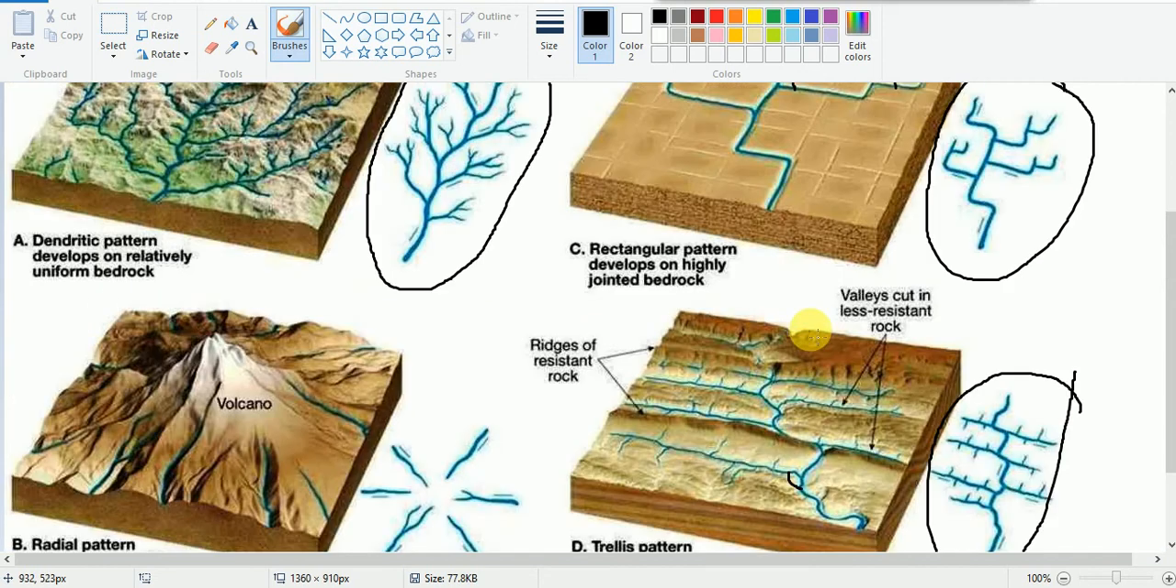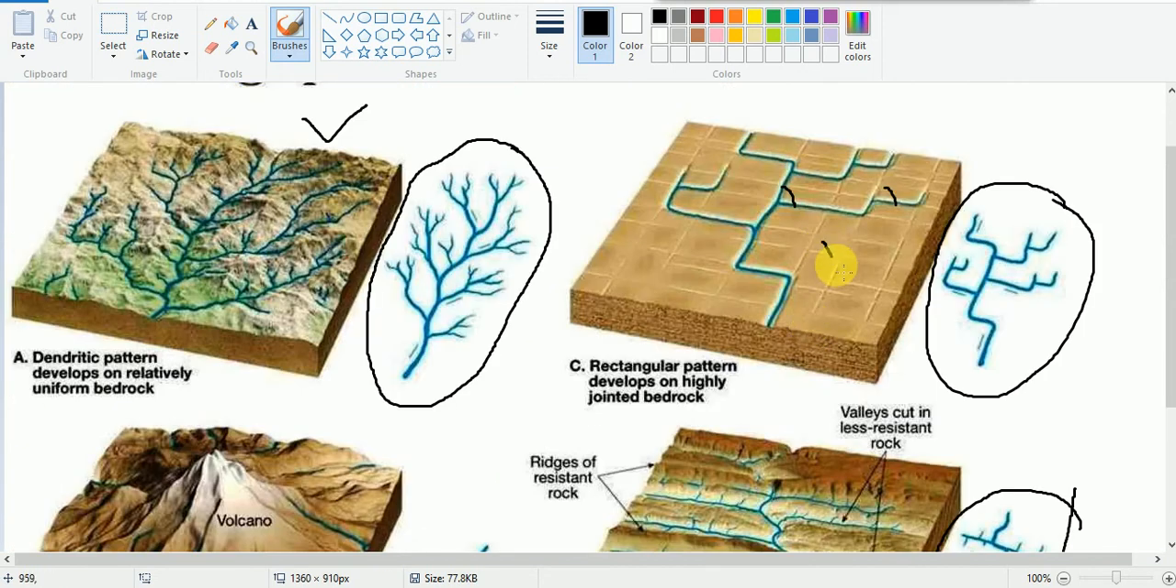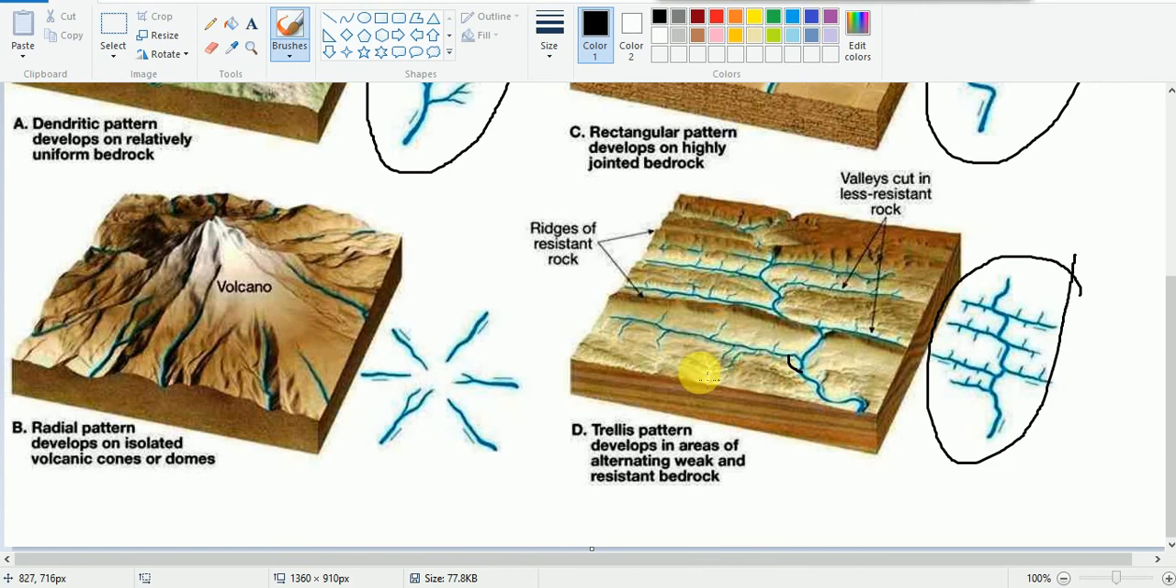But the difference is that in the case of the rectangular pattern, the surface is covered with hard rocks only, and the streams are flowing through the cracks and the joints. For the trellis pattern, the rivers are flowing following the soft rocks. In this case, the surface is covered with alternate bands of soft rock and hard rock, so the rivers follow these soft rocks, and these hard rocks will form the divides.